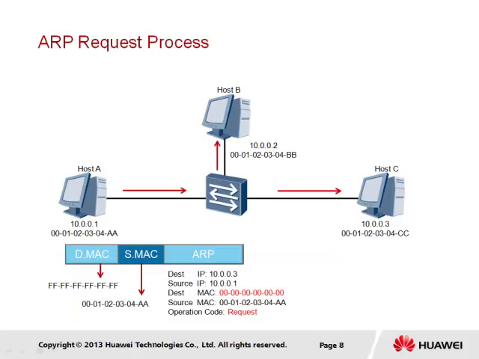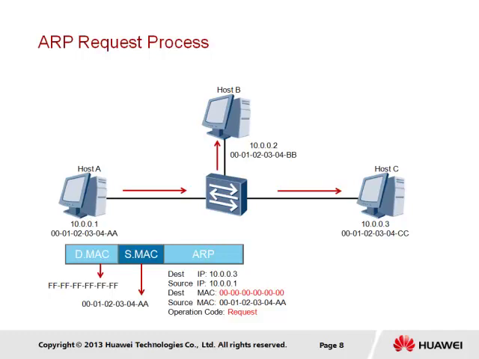The ARP request process involves the generation of an ARP packet that is populated with information that is known to the sender, which in this case is host A. Host A will include its own MAC address and IP address within the source hardware and source protocol fields respectively, as well as the destination protocol address, which is the IP address of the destination, which in this case is host C.